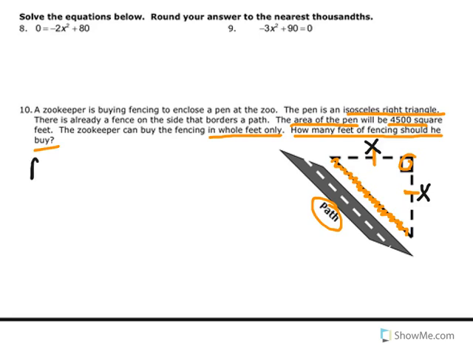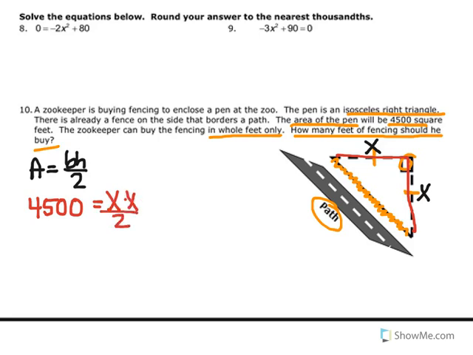Now, what we need to do to solve this is think about how to get the area of a triangle. So the area formula for a triangle is base times height divided by 2. So let's plug in what we know. We already know that the area is 4,500. And the base and the height of our triangle are both x. So we have x times x divided by 2. So we have 4,500 equals x squared over 2.